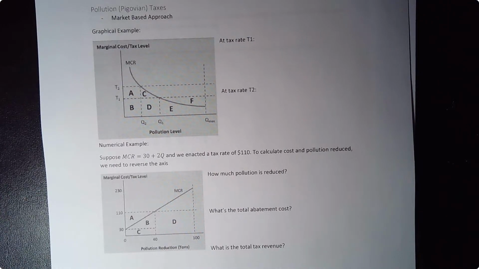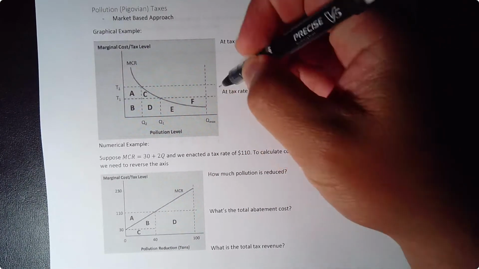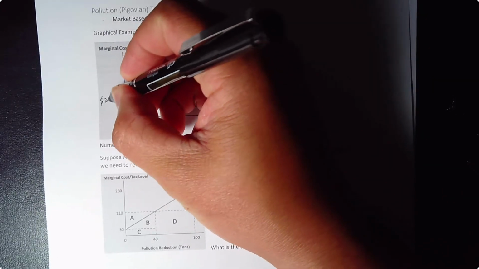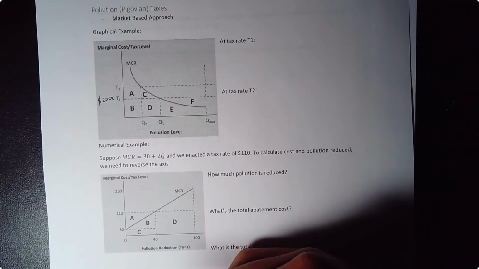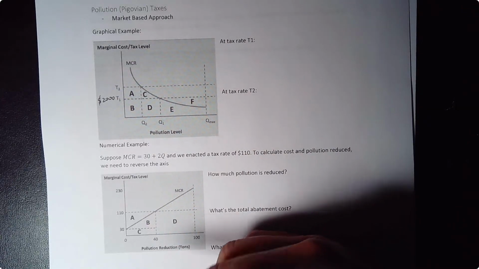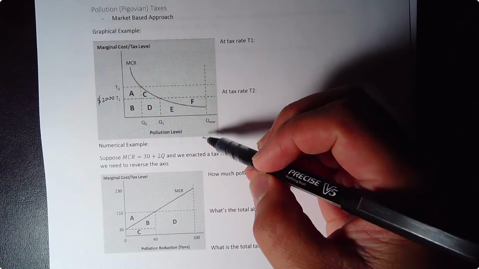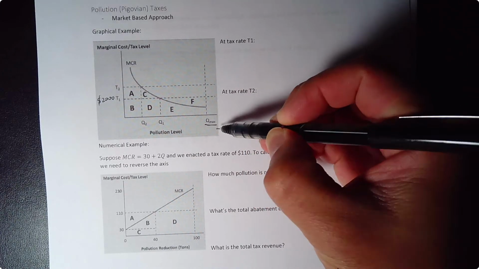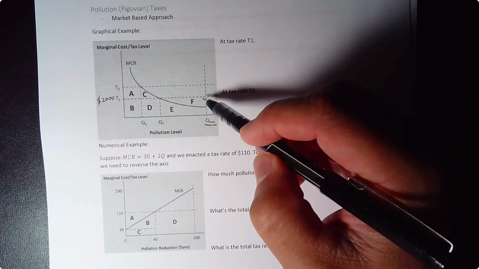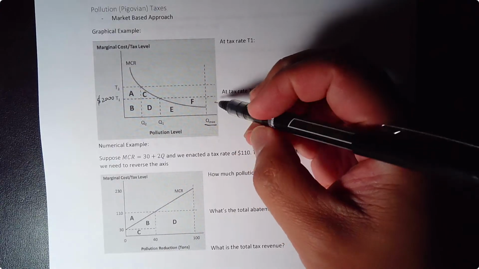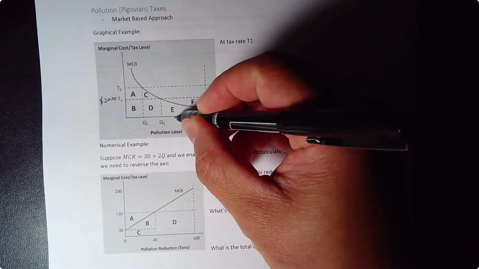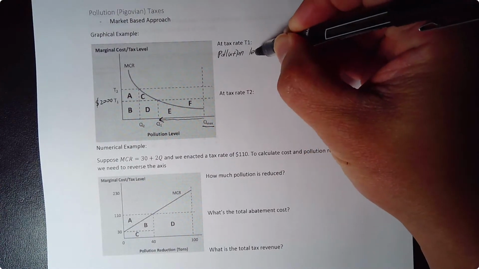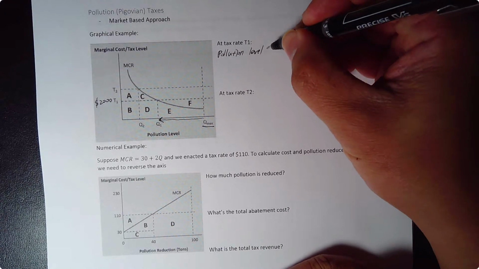Okay, so let's look at this graphically. Suppose that we know that every gallon of pollution causes $2,000 worth of damage. So we charge that pollution tax at T1. Let's see how much the industry will choose to reduce. Remember, the industry starts at Q max. This is the maximum amount that the industry will pollute without regulation. Once you charge the tax at T1, the industry will reduce from Q max to Q1. So the pollution level will equal Q1.